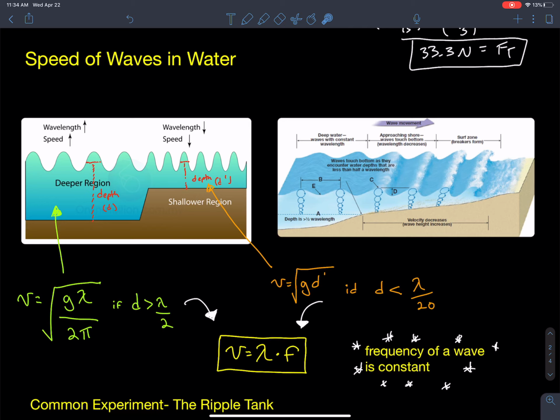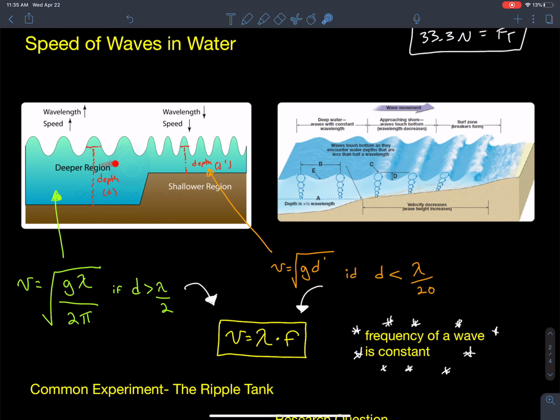and it's always going to be constant. So if my speed changes, and frequency is constant, that means that the wavelength has to change as a result, and they are directly proportional. So if my speed goes down, my wavelength goes down. If my speed goes up, my wavelength goes up. Yeah, you can see that the speed is slowing down, so the wavelength is getting shorter.